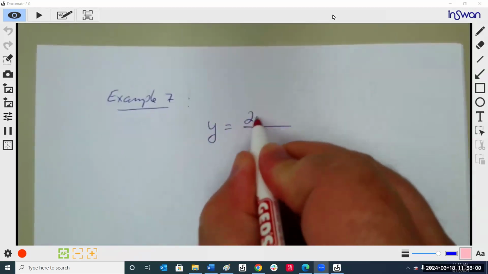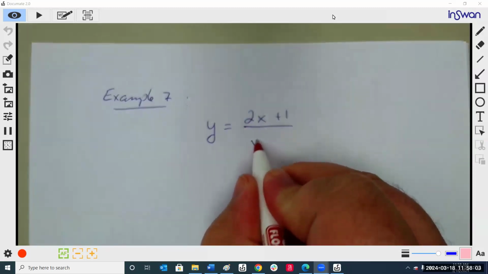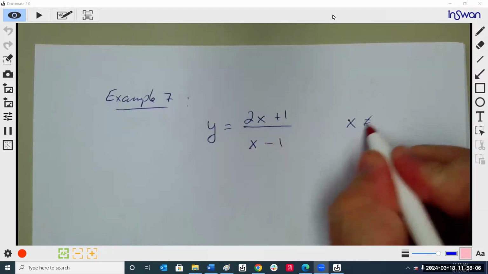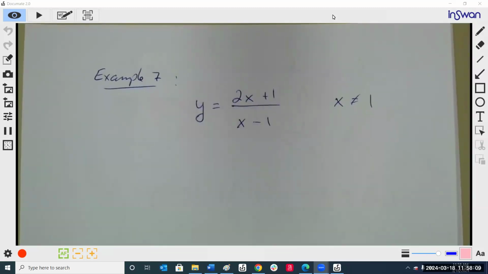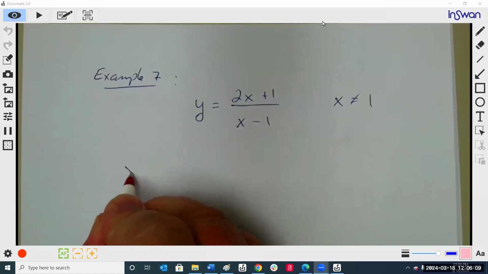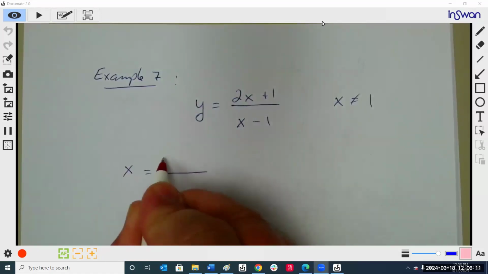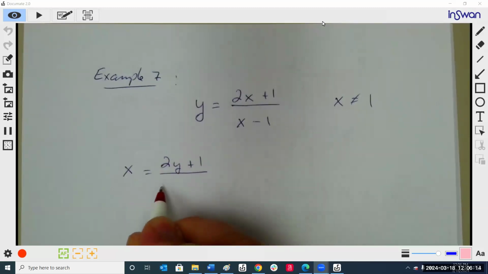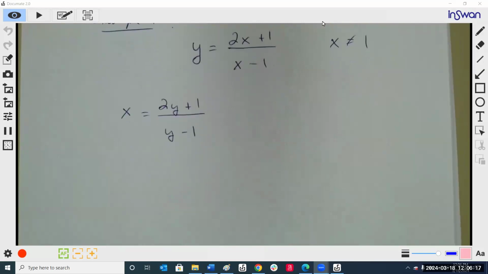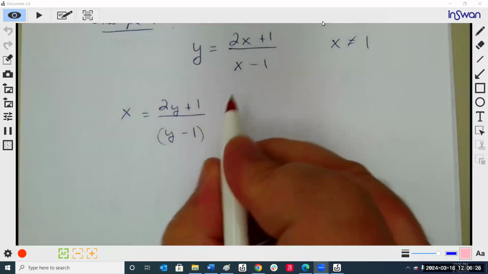Y equals 2x plus 1 over x minus 1, where x cannot equal 1. Find the inverse of the function and check your result. The first step's easy. Two y plus 1. So what do you do next? Yeah, cross multiply, get rid of the denominator here.